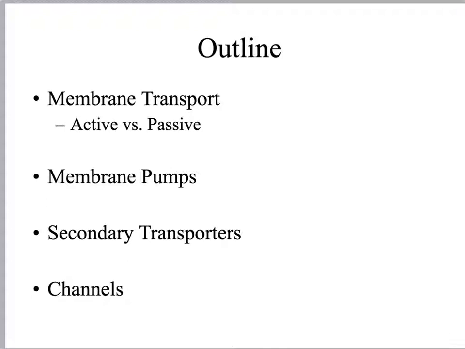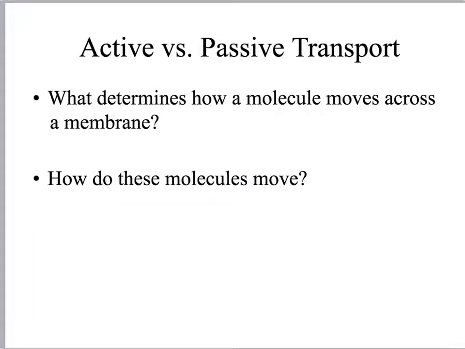The carrier proteins will be the secondary transporters. So the carrier proteins and channels are going to function through passive transport, whereas the pumps are going to function through active. So active transport and passive. So first we're going to go through and define what passive and active transport refer to.